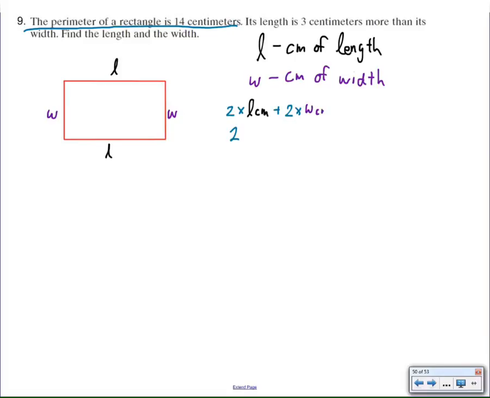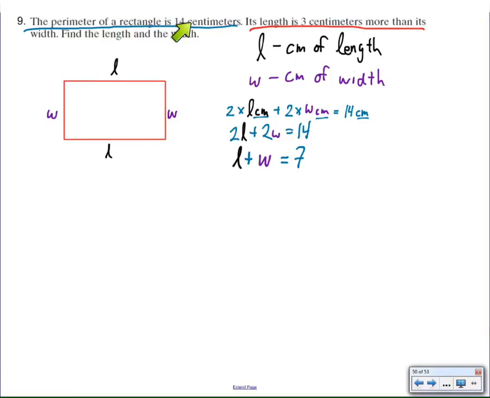As far as dimensional analysis is concerned, we're going to have 2 times L centimeters plus 2 times W centimeters equal to a total of 14 centimeters. The point of the dimensional analysis is to make sure that centimeters plus centimeters equals centimeters. In other words, the labels all have to match in order for equality to be true here. Taking away the labels and simplifying, we end up with this equation, L plus W equals 7. This is simplified from 2L plus 2W equals 14, which is simplified from our hybrid.